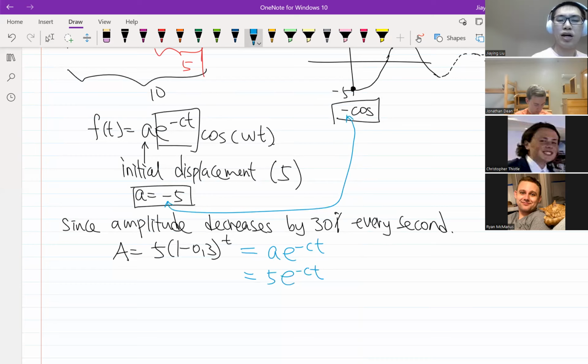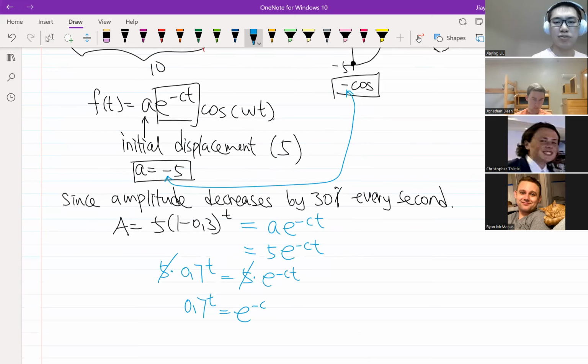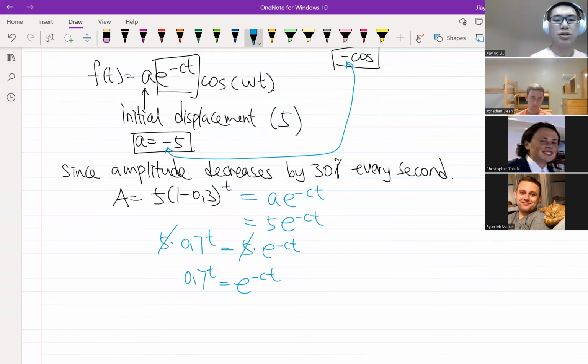So 5 e to the -ct is equal to 5 times 1 minus 0.3 to the t. So we get 5 times 0.7 to the t is equal to 5 times e to the negative ct. And we can drop the 5. We just get 0.7 to the t is equal to e to the negative ct. And from here, we have to solve for c. So we can drop the exponent t because the two bases are the same. So 0.7 must equal e to the negative c.